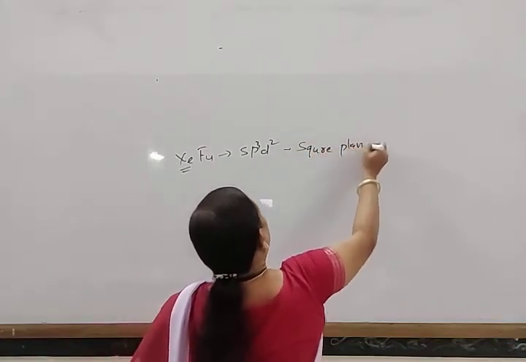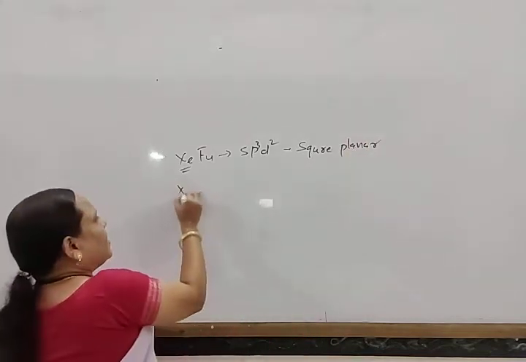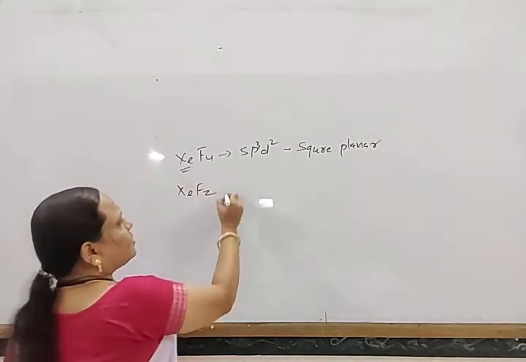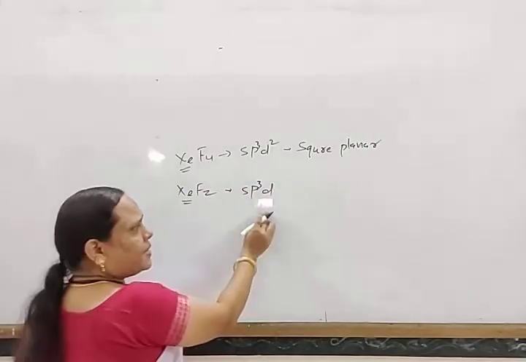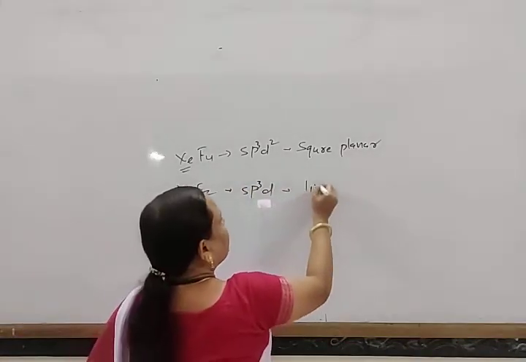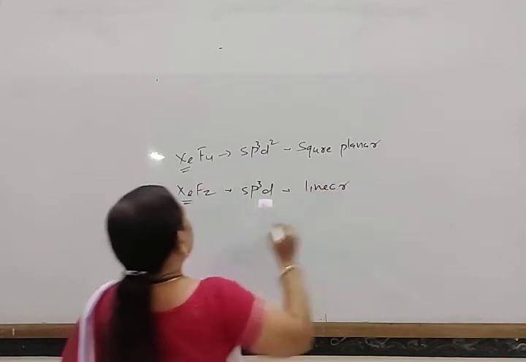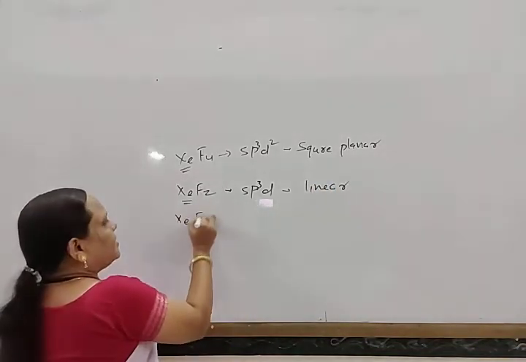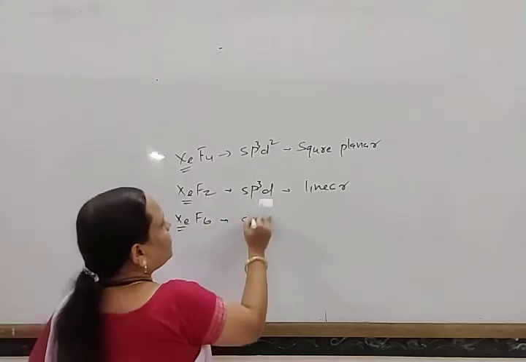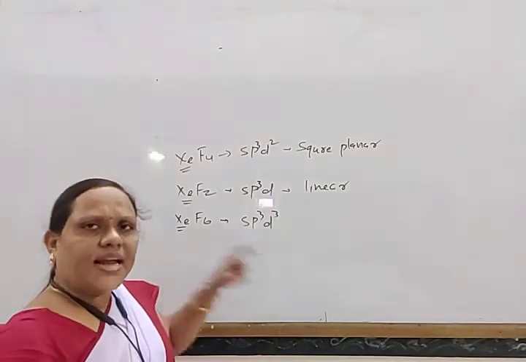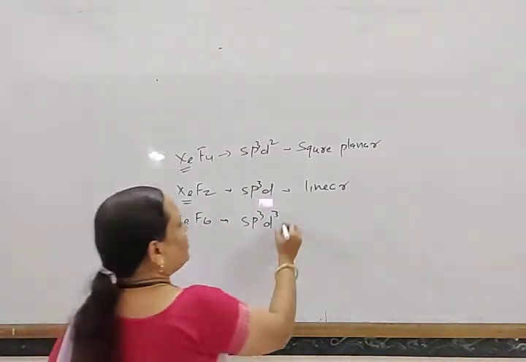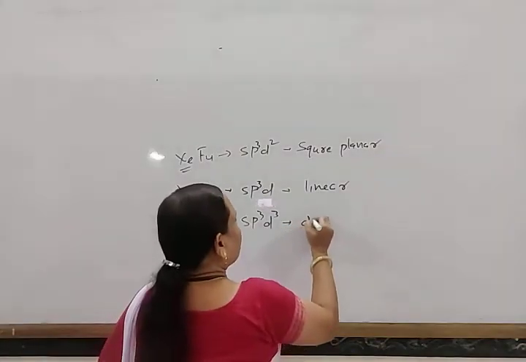Square planar. Similarly, in XeF2, the xenon atom undergoes sp3d hybridization, but its shape is linear. Similarly, in XeF6, the xenon atom undergoes sp3d3 hybridization. Its structure should be pentagonal bipyramidal, but its structure is distorted octahedral.